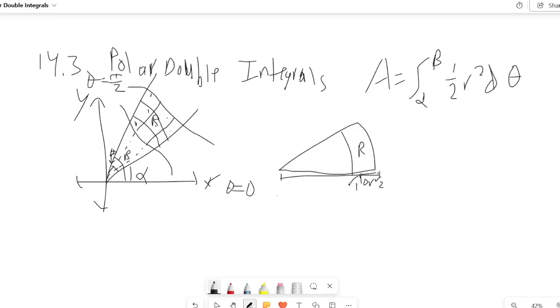Now we are going to try to find the area of this sector. So we know that the area of a circle is pi r squared. But now we need to multiply by theta over 2 pi, because we need to find the fraction of a circle that the sector represents. So, and let's just call this delta theta to make this clear.